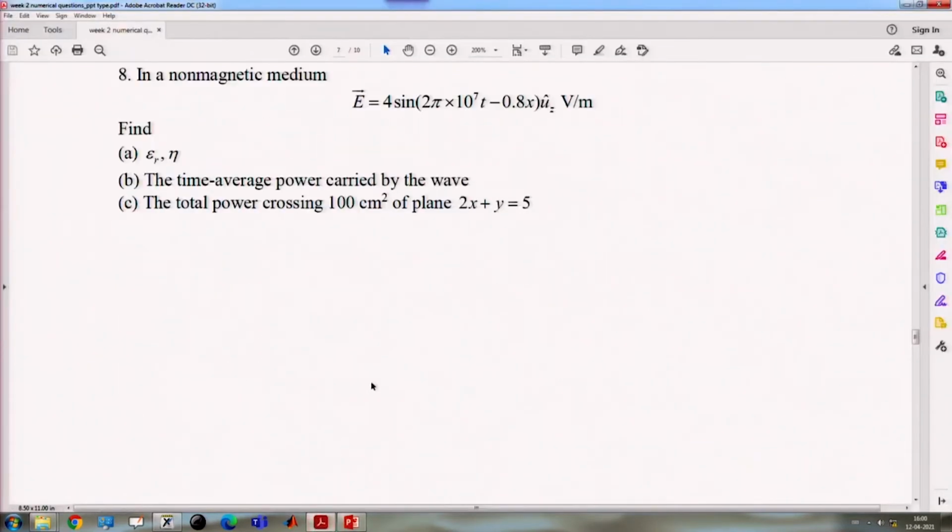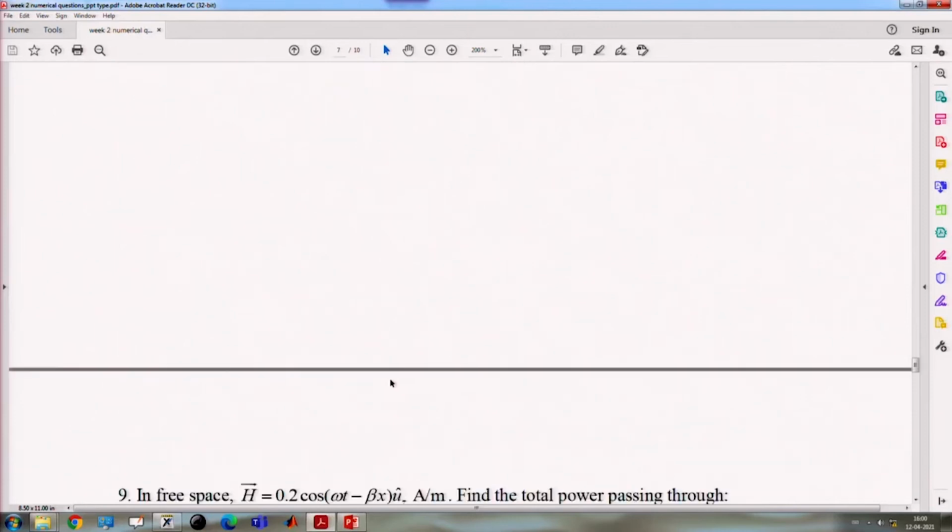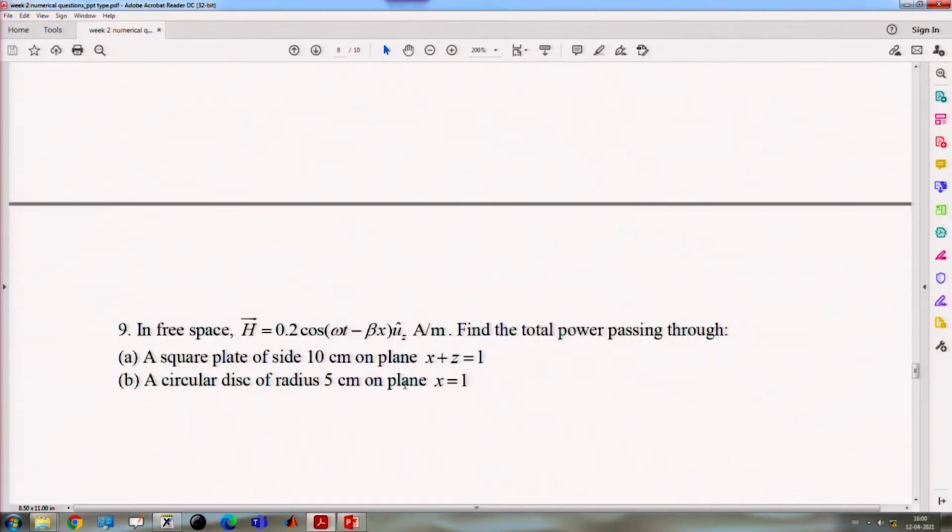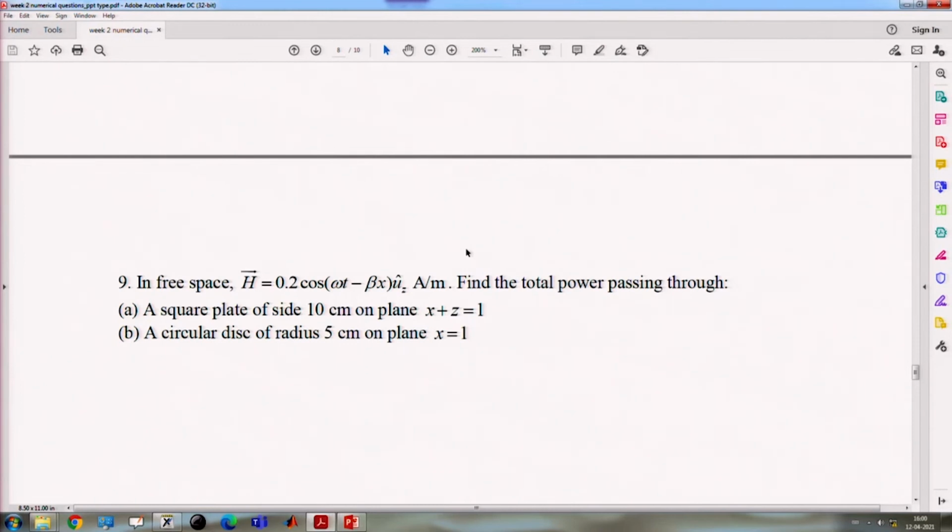We can go to the next problem. In free space, H is given as 0.2 cos(omega t minus beta x) uz ampere per meter. Find the total power passing through a square plate of side 10 centimeter, that means the area will be 10 cross 10 centimeter square, on the plane x plus z equal to 1.